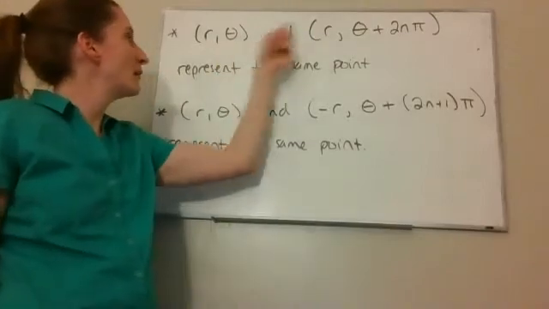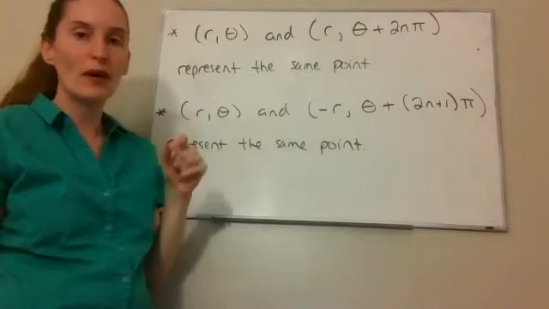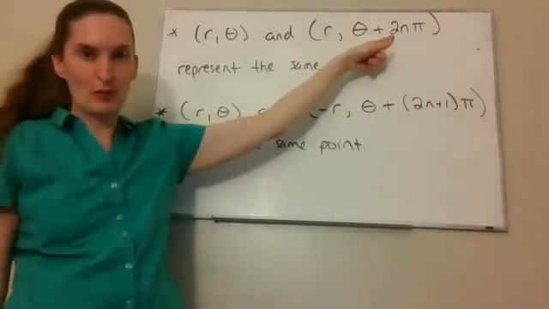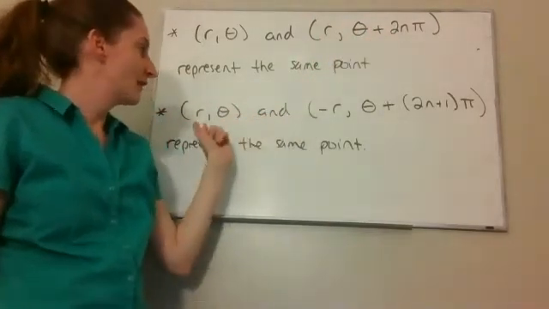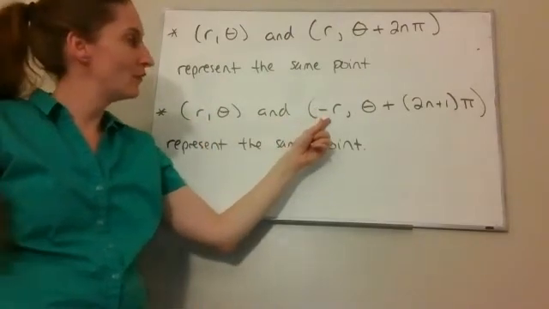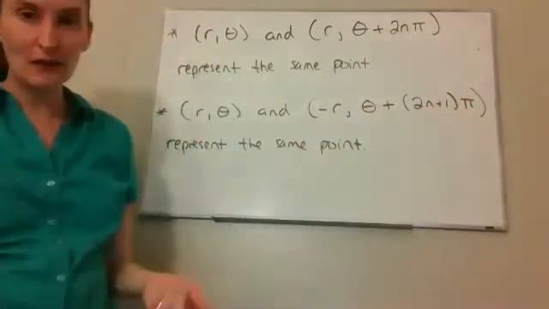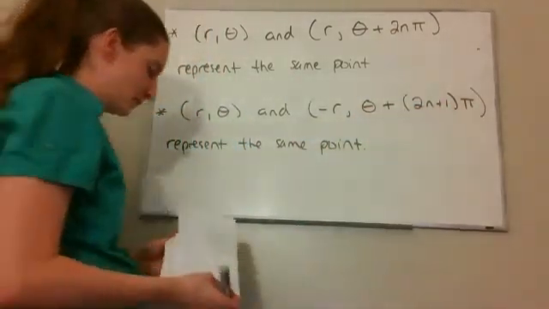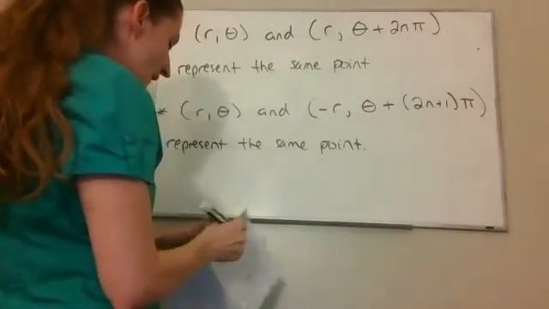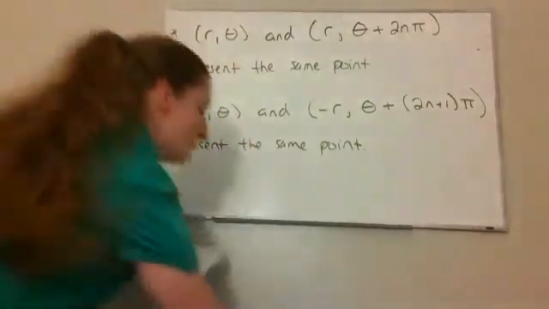So if I'm keeping my r the same sign, I can come up with a new version of the point by adding an even multiple of pi. If I instead want my r to switch signs, so being negative instead of positive, I'm going to have my angle plus an odd multiple of pi, and I'll still get an equivalent point. So let's do an example finding different ways to write our points.